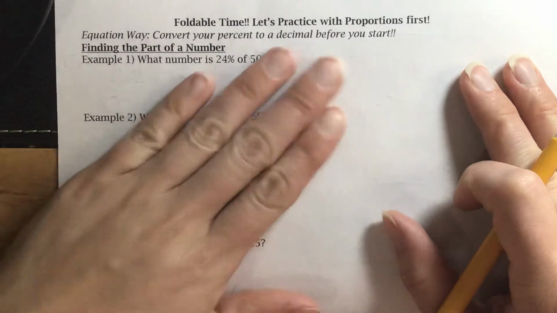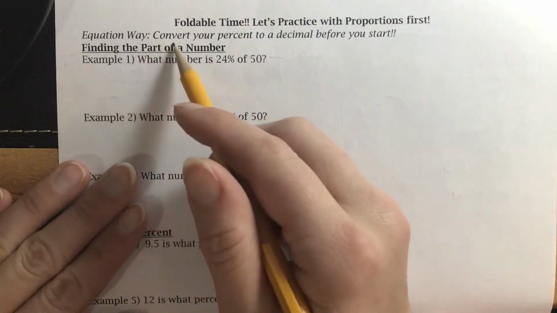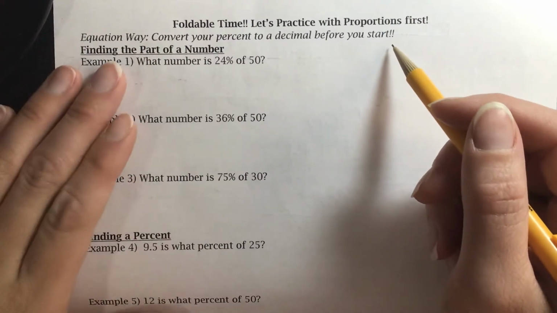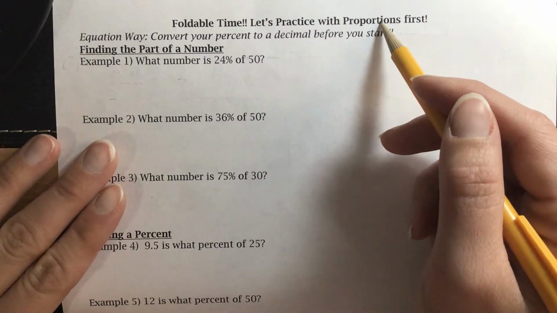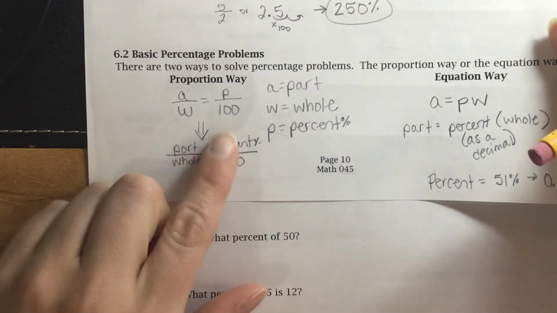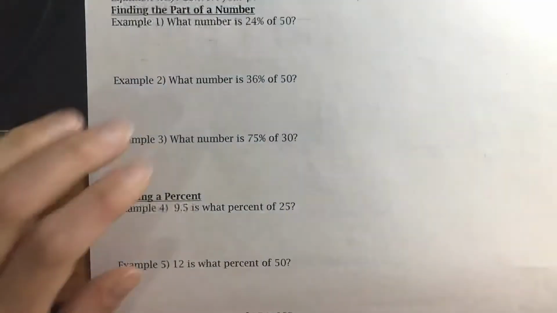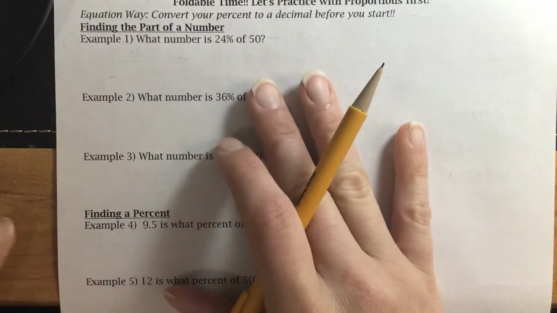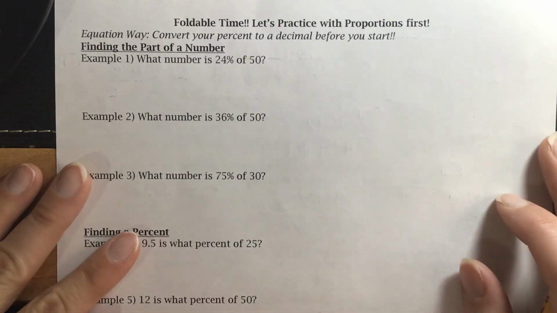Foldable time. Let's practice with proportions first. There's an equation way. Convert your percent to a decimal before you start. So the rest of these, we're going to use the equation method. There's a video for proportions. If you would like to try the proportion method, there's a video for proportions that I will provide for you. The equation way is going to be used more in all of your classes, so we're going to focus on this, and if there is time, I will share with you the foldable. It is a separate video.